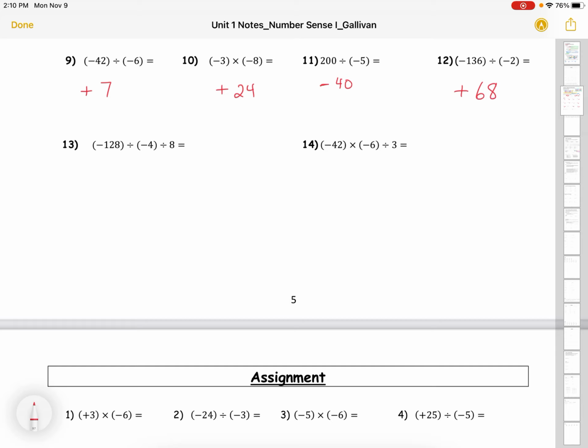Now here we have some of these ones where there are 3. So let's go use our order of operations. Remember our BEDMAS. Brackets, exponents, division and multiplication from left to right, addition and subtraction from left to right. Okay, so we're going to do the division first. Negative 28 divided by negative 4 is equal to positive 7, and then it's divided by 8. Positive 32 divided by positive 8 is 4.